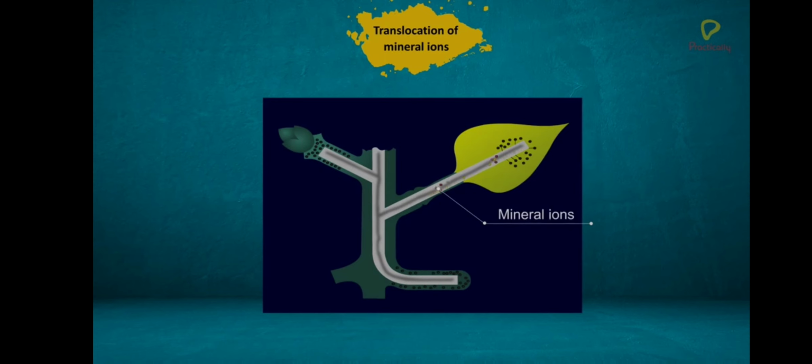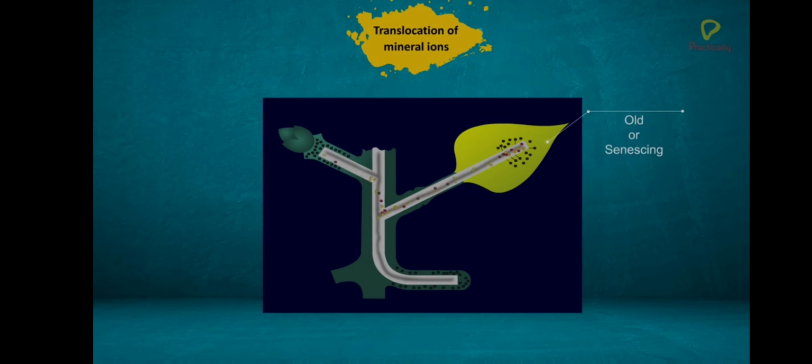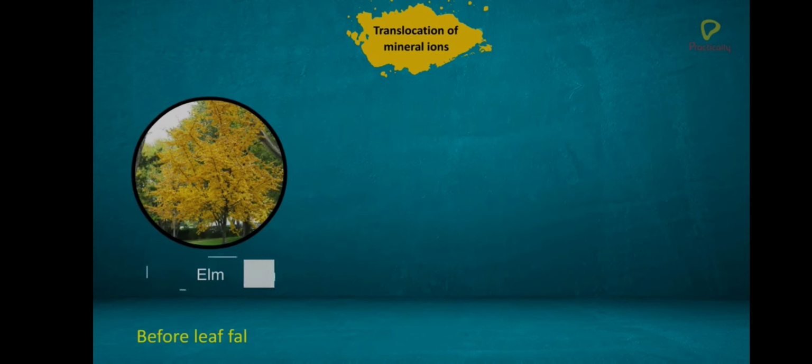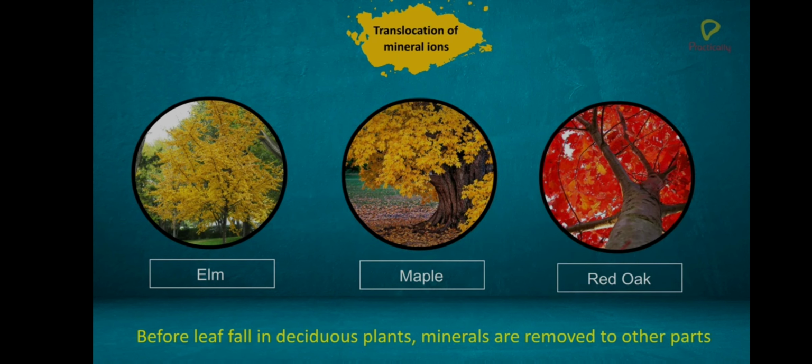Mineral ions are frequently remobilized, particularly from older senescing parts. Older dying leaves export much of their mineral content to younger leaves. Early, before leaf fall in deciduous plants, minerals are removed to other parts.